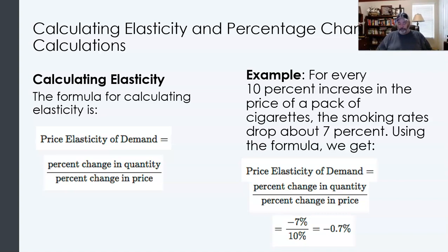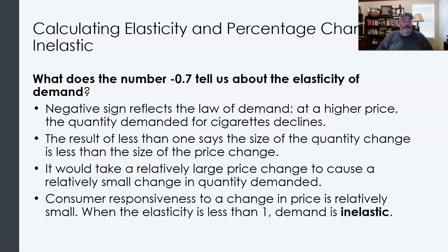So, all right. Now here again, the negative sign reflects the law of demand. At a higher price, quantity demanded for cigarettes is going to decline. There's no way around this calculation producing a negative number. So what you want is to take the absolute value of that, and we'll talk about it in a moment. All right, so the size of the change in quantity is less than the size of the change in price.